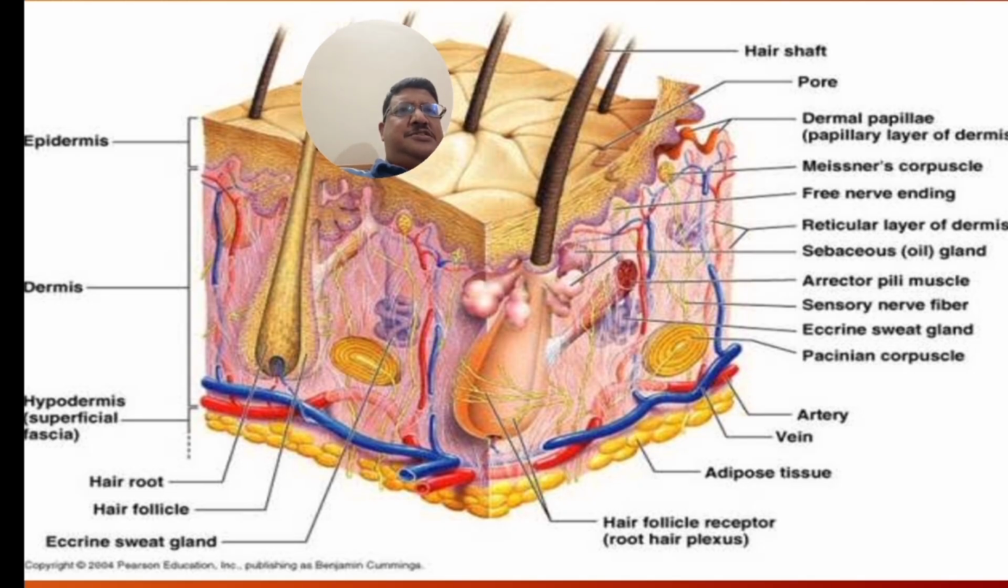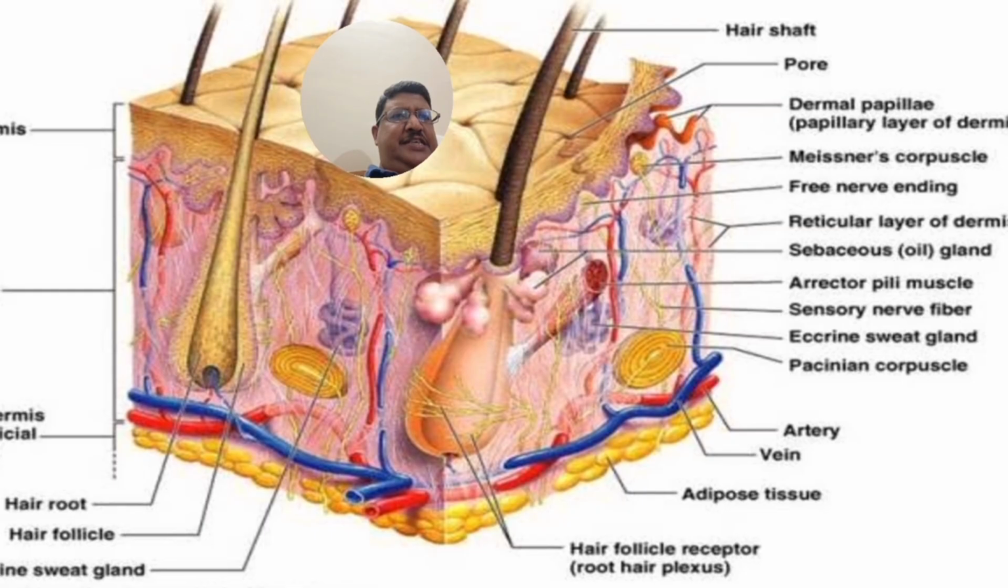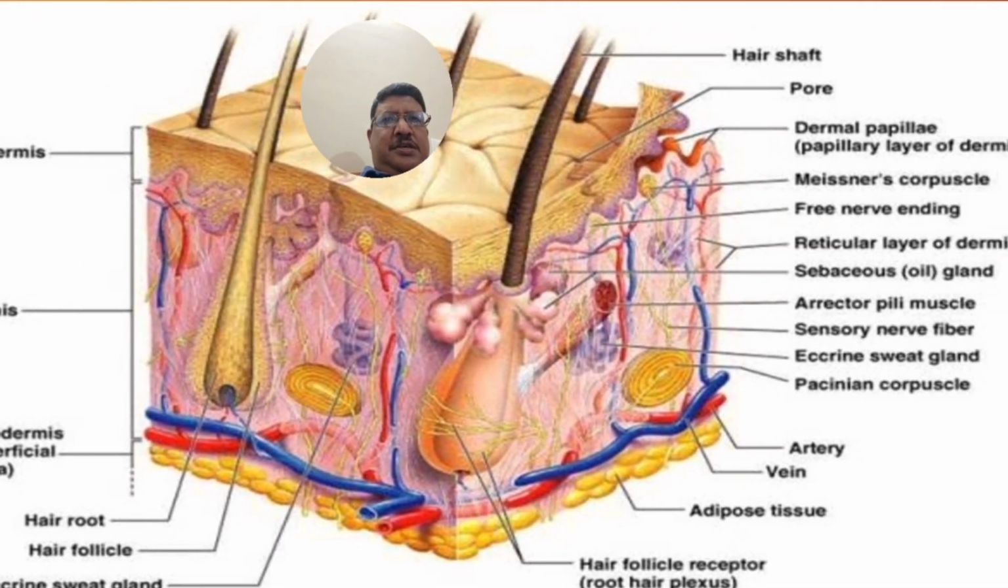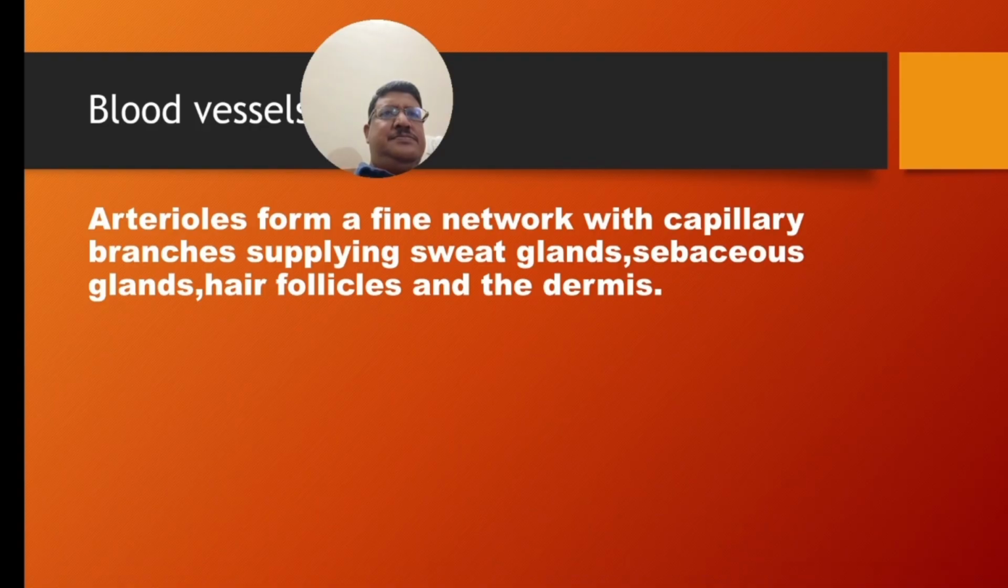So these are the structures: hair shaft, pore, dermal papillae, Meissner corpuscles, free nerve endings, reticular layer of dermis, sebaceous gland, erector pili muscles, sensory nerve fiber, apocrine sweat gland and Pacinian corpuscles, artery, veins, adipose tissue, hair root, hair follicles. So these are the structures.